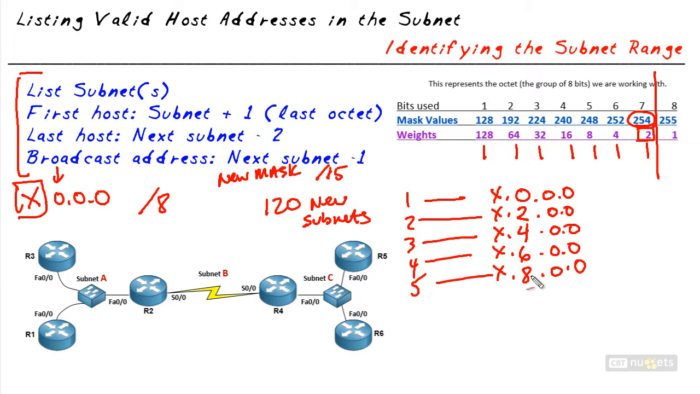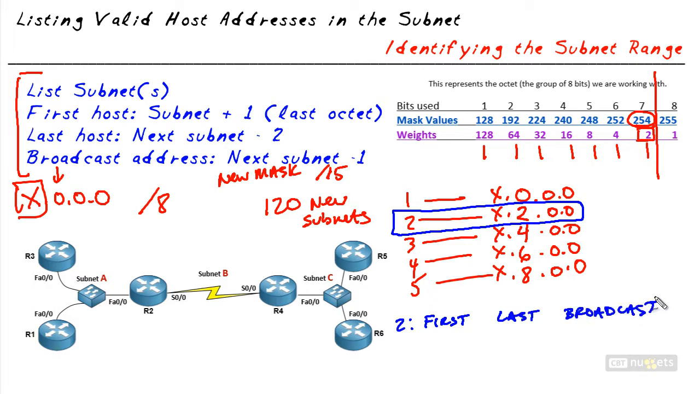So now, let's determine what the actual valid ranges are for each of these subnets. In fact, let's just pick on subnet 2 for a moment. For subnet 2, let's identify the first host, the last host, and the broadcast address. The rules are exactly the same. We've listed our subnets. That's already done. We've got 5 of them right here.